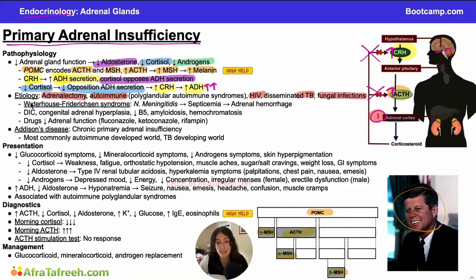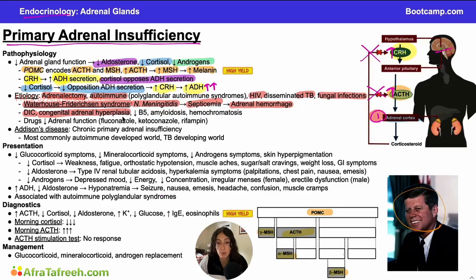And then a very commonly tested infection, a result of Neisseria meningitidis, is Waterhouse-Friderichsen syndrome. And this is basically Neisseria meningitidis infects its host, it causes septicemia, and then this leads to adrenal hemorrhage. So a hemorrhage of your adrenal cortex could also cause adrenal insufficiency. DIC, again, if you're going to have damage to that adrenal cortex.